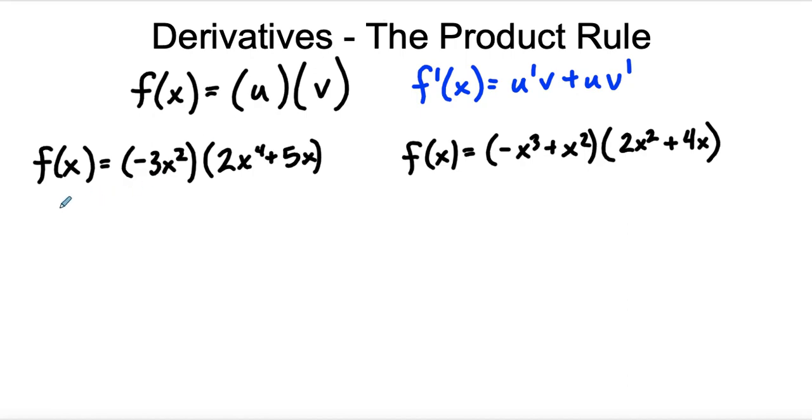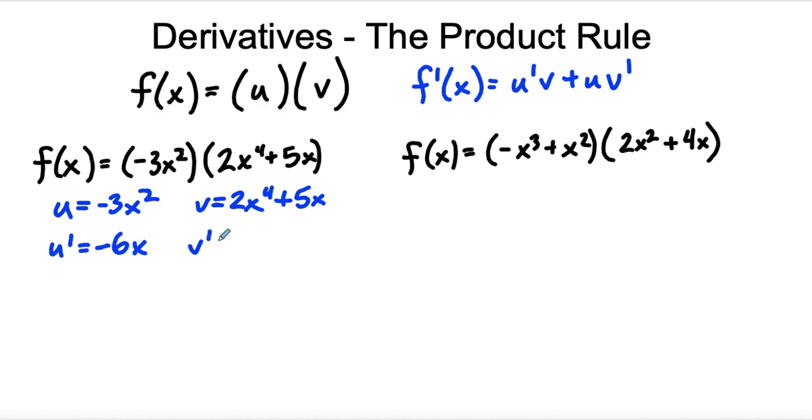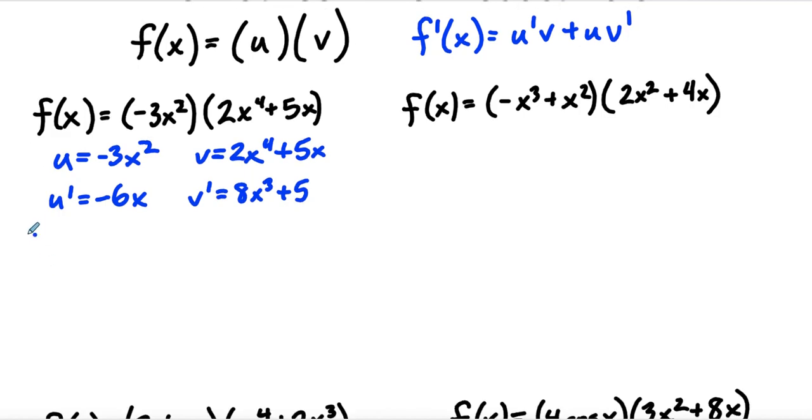So what I like to do for these first couple, which are a little easier, is make a little list, and then I can just input everything into my formula and simplify. So u is negative 3x squared, and v is 2x to the fourth plus 5x. Then u prime is going to be negative 6x, and v prime is going to be 8x cubed plus 5. Now I'm going to actually do this problem and write everything else first. I'll distribute, simplify, and then we'll be done.